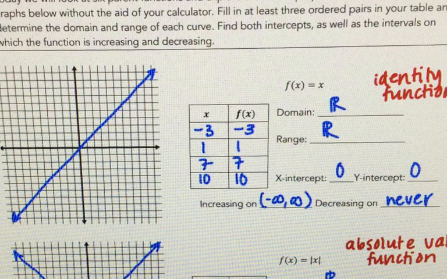Why do you think we call it that? Because whatever you plug in is what you get out. If I plug in 5, I get out 5. If I plug in negative 10, I get out negative 10. You get out what you put in. It's the same number. That's why they call it the identity function.